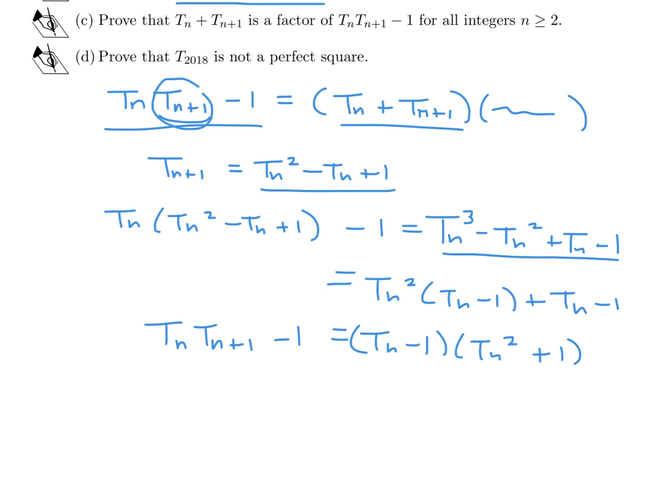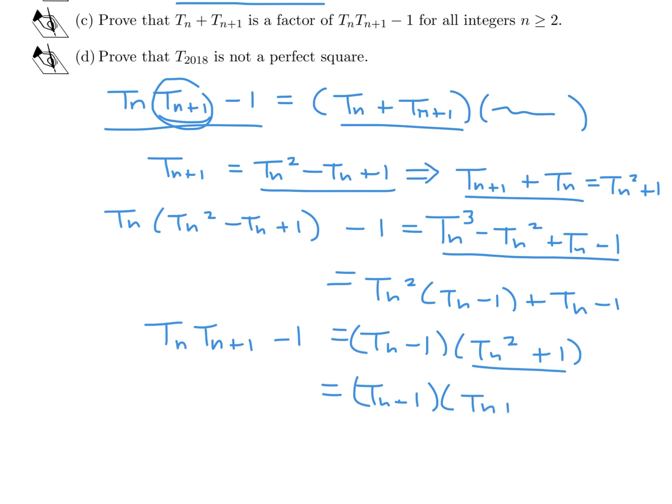Okay, I got it. So we now just have to use this guy. If you modified that, if you bring the Tn over, you would get T(n+1) plus Tn. And on the other side, you'd get this Tn squared plus 1. So instead of this, you put in that. So then you'd have Tn minus 1 times T(n+1) plus Tn. And there you go. We just showed that that's a factor of this guy, which is exactly what I was trying to show up there. Okay, so T(n+1) is a factor of Tn times T(n+1) minus 1.